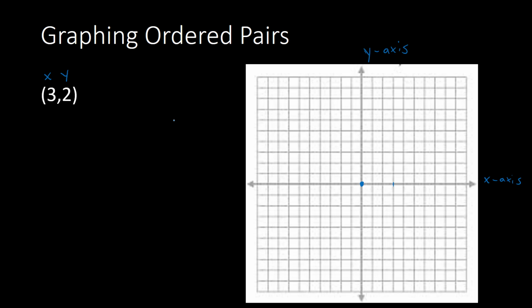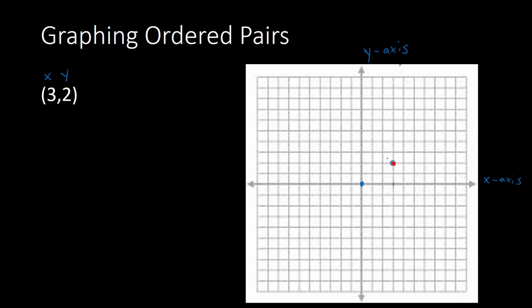And then it says y is 2. So it's a positive 2. Positive is going to be in the up direction for the y values. So we're going to go up 2 to get this point right here. So that would be your ordered pair 3, 2.